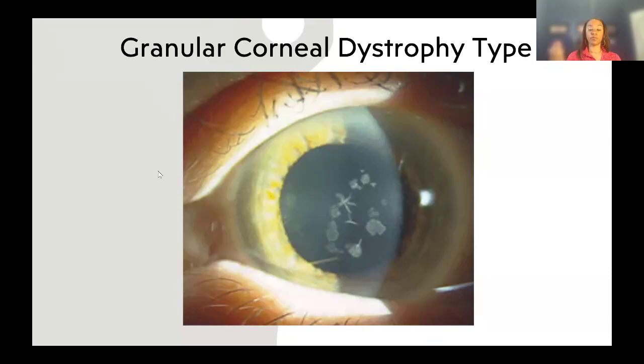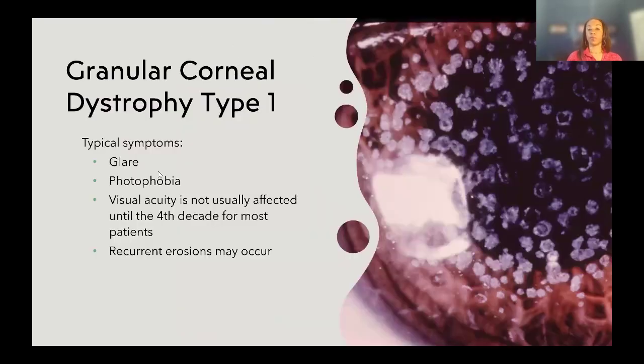This is type 2. Remember, type 2 looks like lattice, which has those lattice lines, plus the breadcrumbs that you see in type 1. So what are some of the typical symptoms? Glare, which my patient had, photophobia, absolutely, and visual acuity usually not affected until the 4th decade for most patients. Again, he's fitting the bill perfectly.